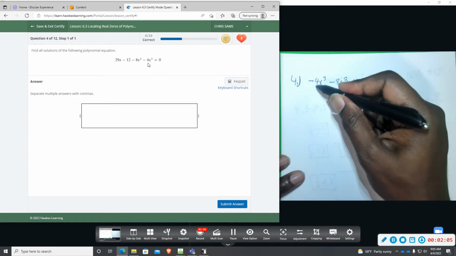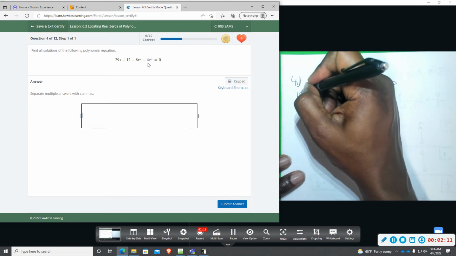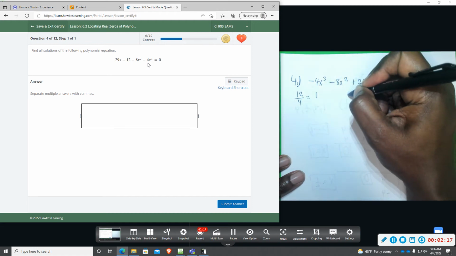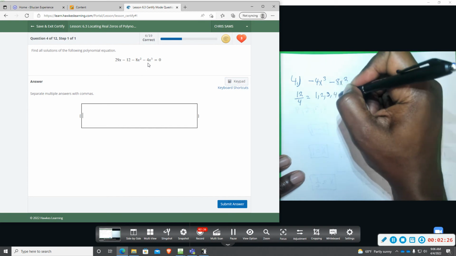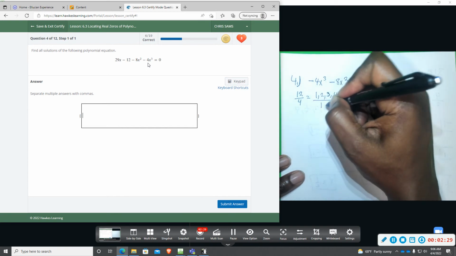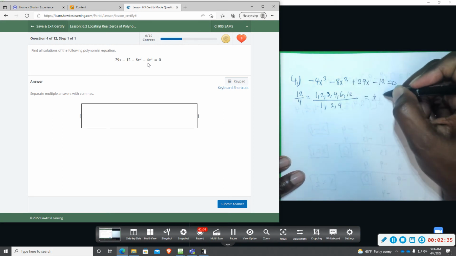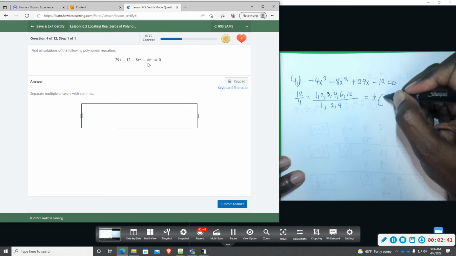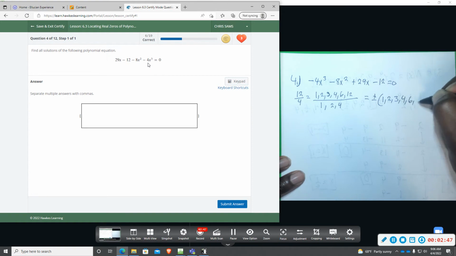So the constant term, 12, and the leading coefficient, 4. We're going to list all the factors. 1 times 12, 2 times 6, and then 3 times 4. And then for 4, we have 1, 2, and 4. And then positive or negative. So we have a pretty big list. All of these numbers divided by 1 is just going to give me everything on the top: 1, 2, 3, 4, 6, and 12.